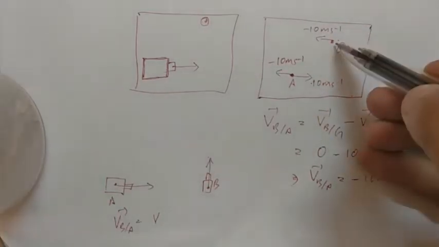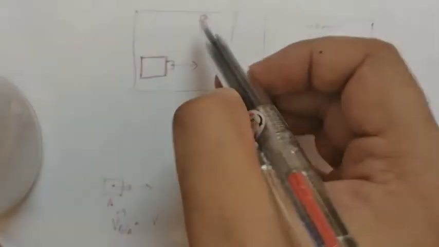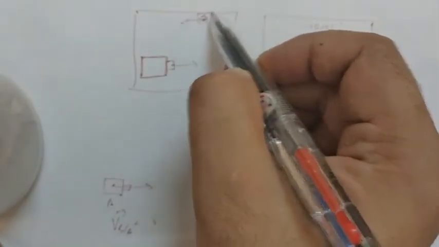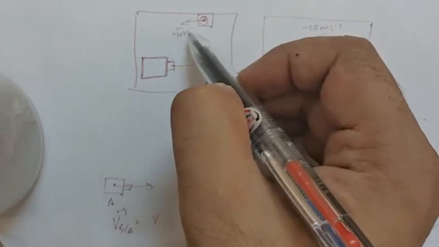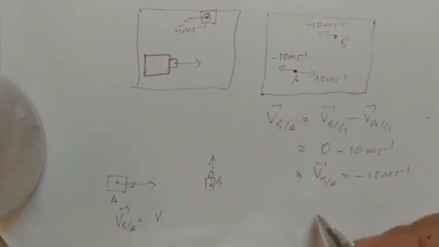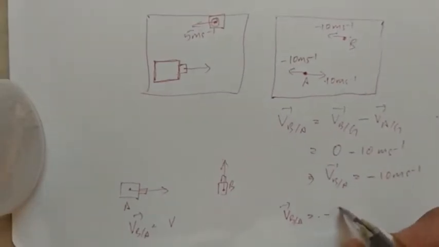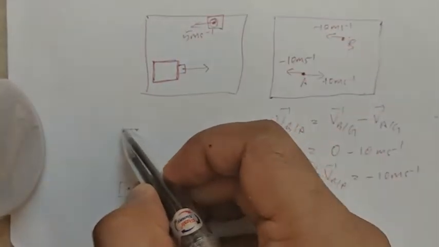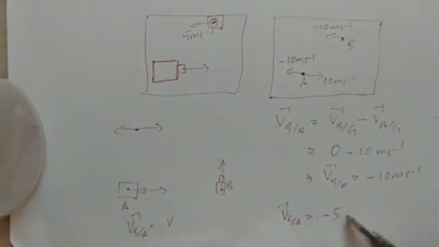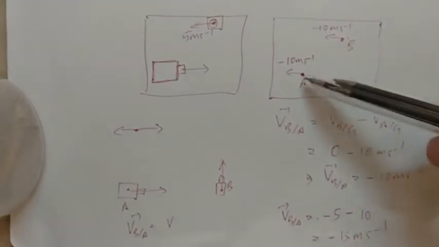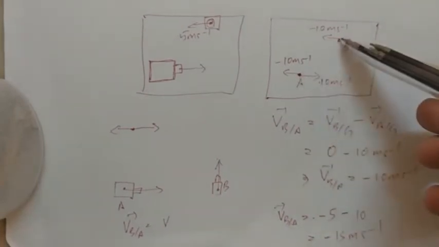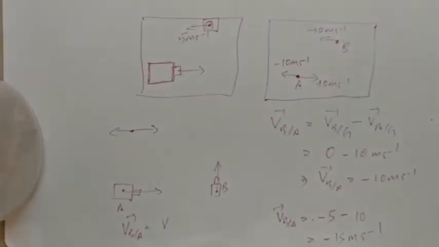Now if B is also moving at some velocity, say, for example, if this was a car moving at a velocity of 5 meters per second in this direction, then the velocity of B with respect to ground would be negative 5, because this is the negative direction and this is the positive direction. So negative 5 minus 10 would add up to 15 meters second minus 1, which means that A would observe B to be moving more quickly in the backward direction.